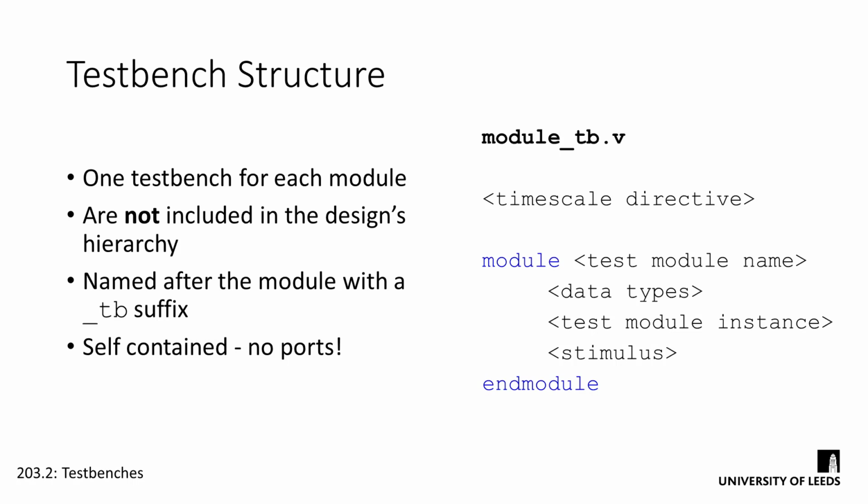Test bench files are not included in a design's hierarchy, although we do tend to include them in our Quartus projects as necessary. In terms of a generalized structure, each test bench starts with the timescale directive followed by the module's declaration. We then declare the module's data types, which are registers and wires to be used as our inputs and outputs, and instantiate our device under test. Once all that setup's done, we procedurally describe our test vectors.